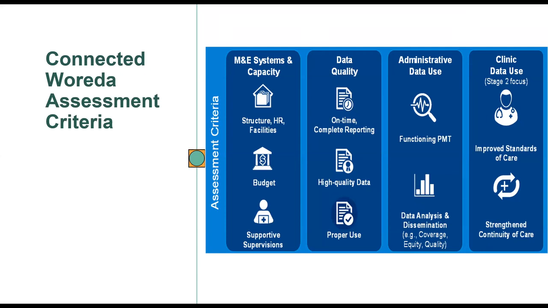The second component is data quality. It's about measuring all important dimensions of data quality: completeness, timeliness, accuracy, and others. And the third component is the administrative data use. We have performance monitoring teams at health facilities and also at the district health office. And we try to measure the functionality of the performance monitoring team as well as the information products that are being produced at health facilities and districts.